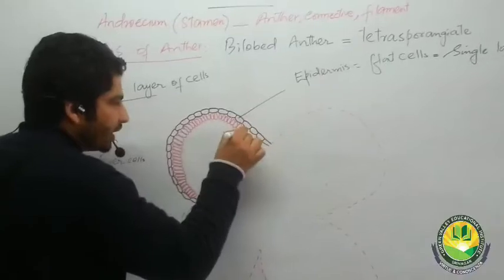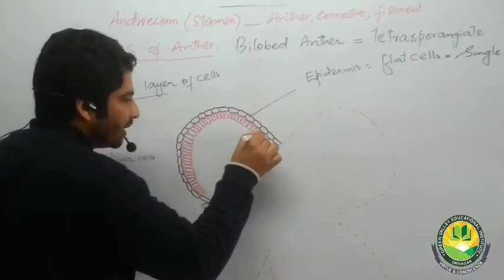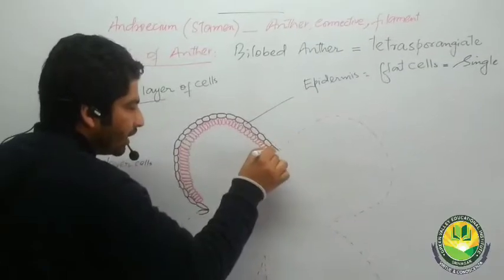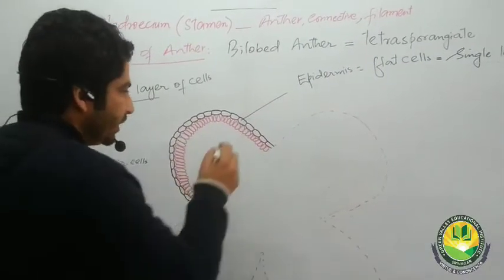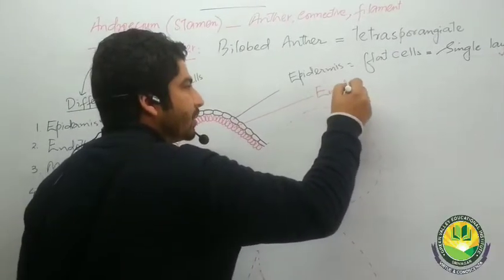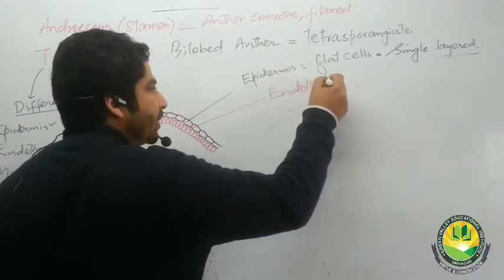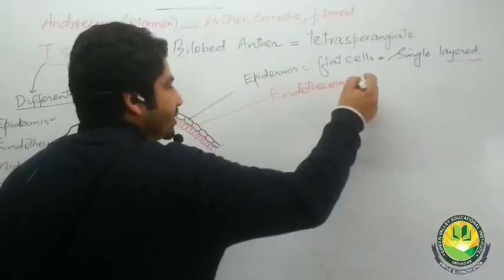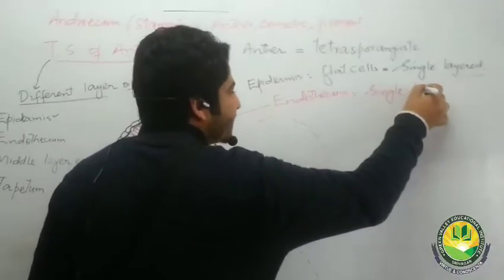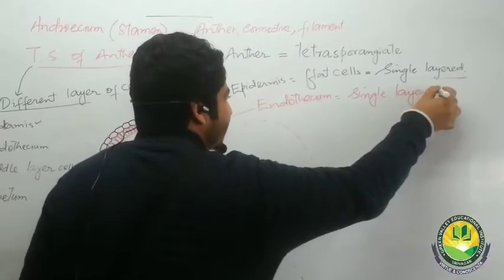So we are here drawing the endothelium, and endothelium being these cells, they are also a single layer of the cells. That means they are a single layer.